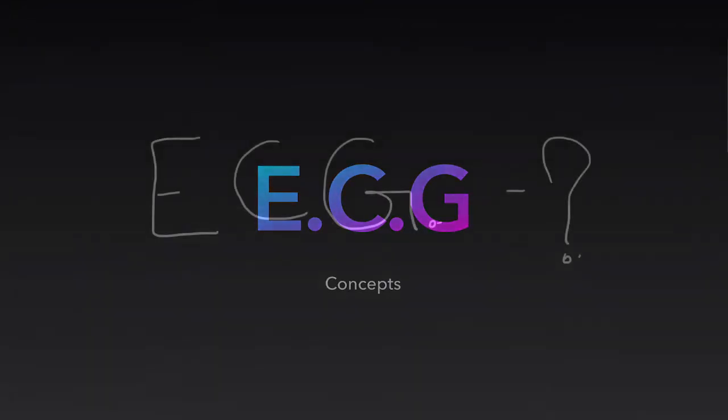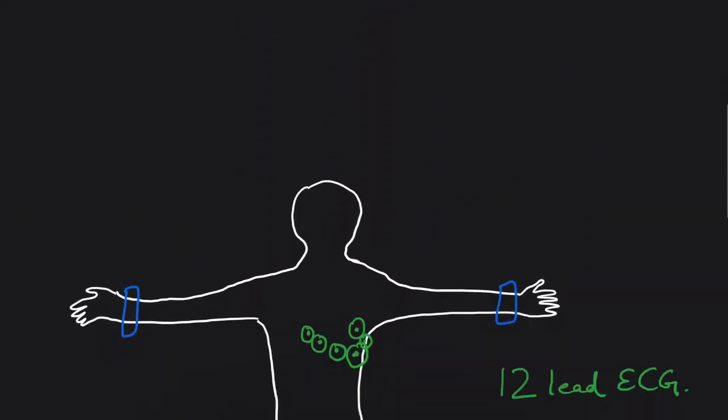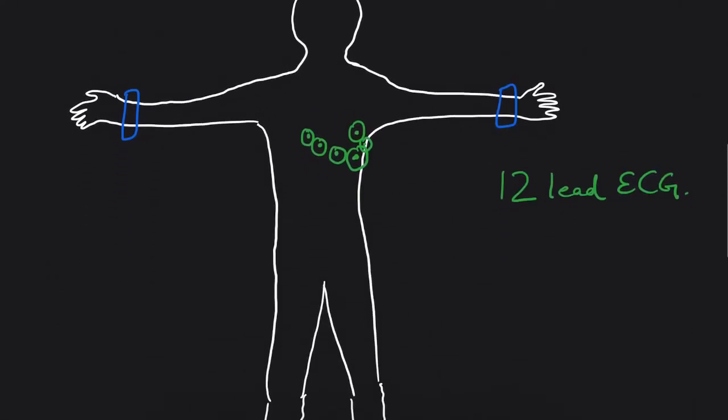Today let's learn and develop a few concepts about the ECG. So, what is ECG? ECG, or the electrocardiogram. Today we'll read about the 12 lead ECG, which we usually use. So, what are the leads?